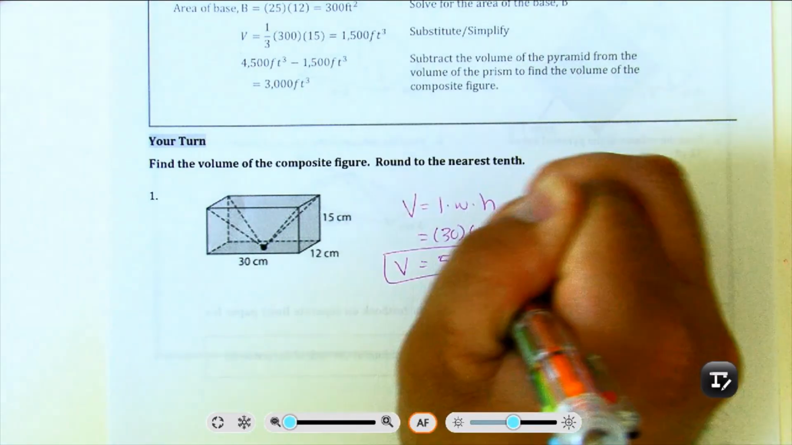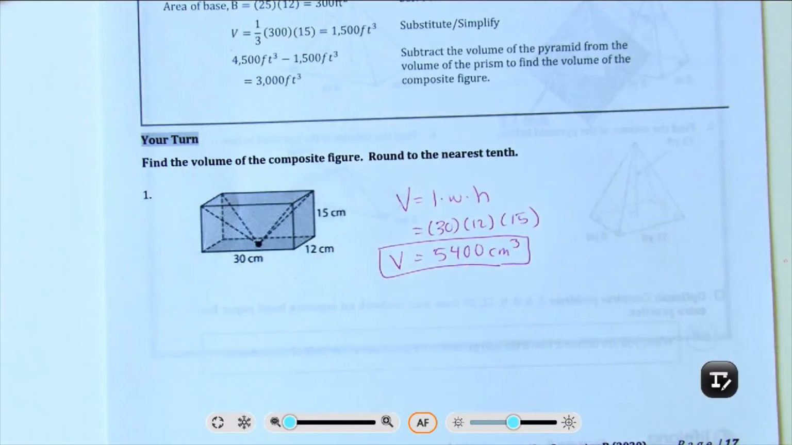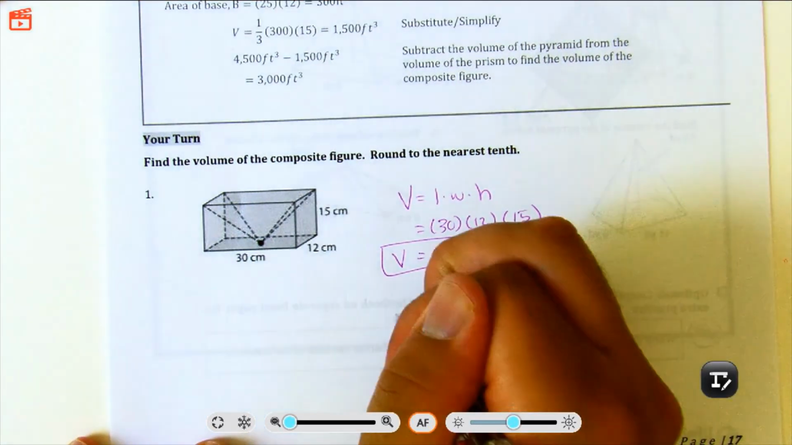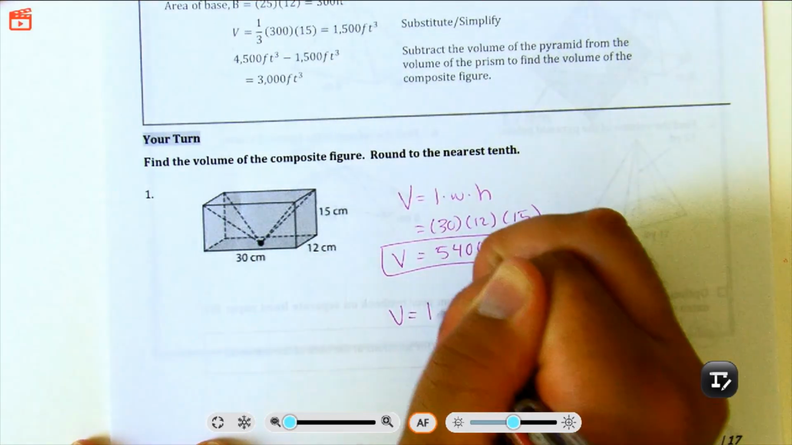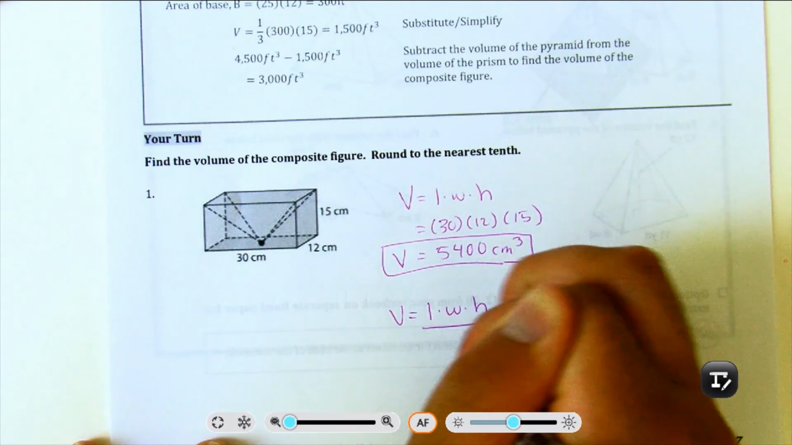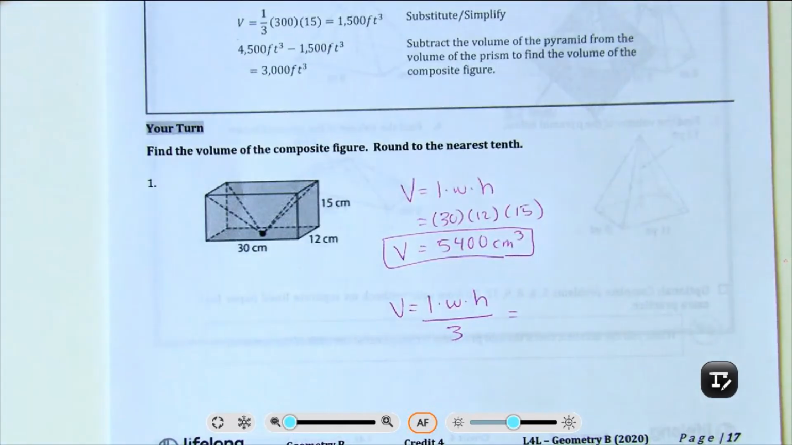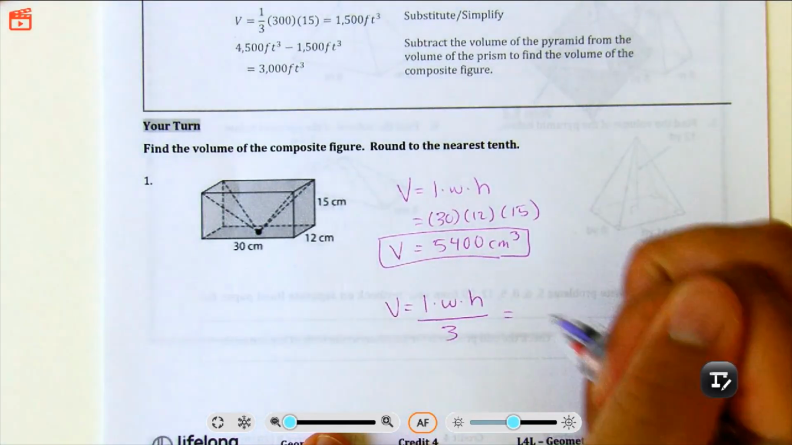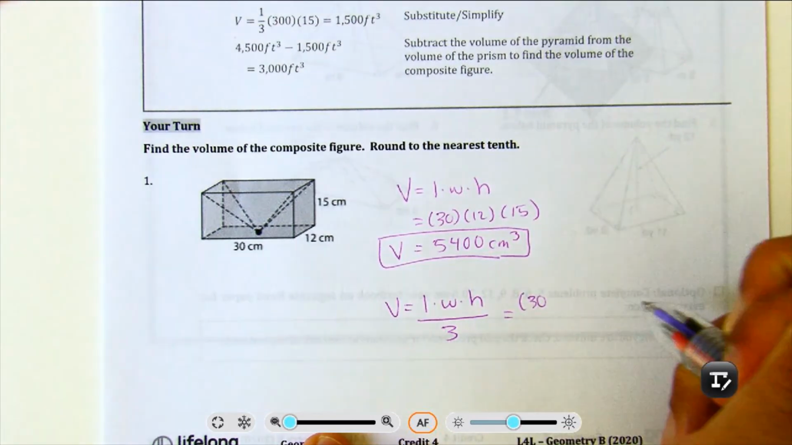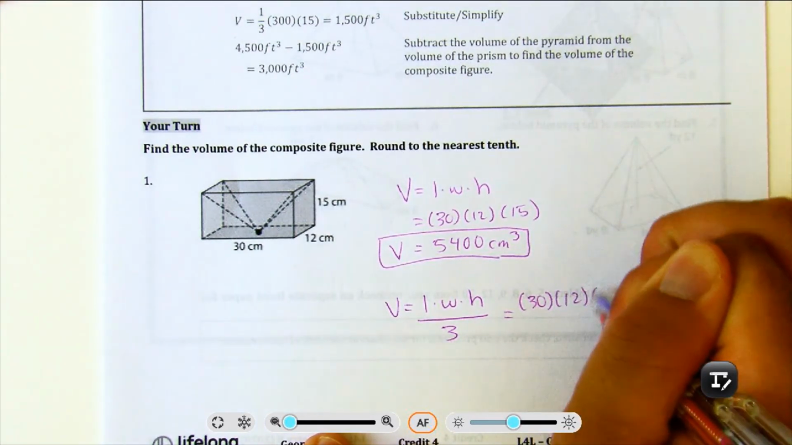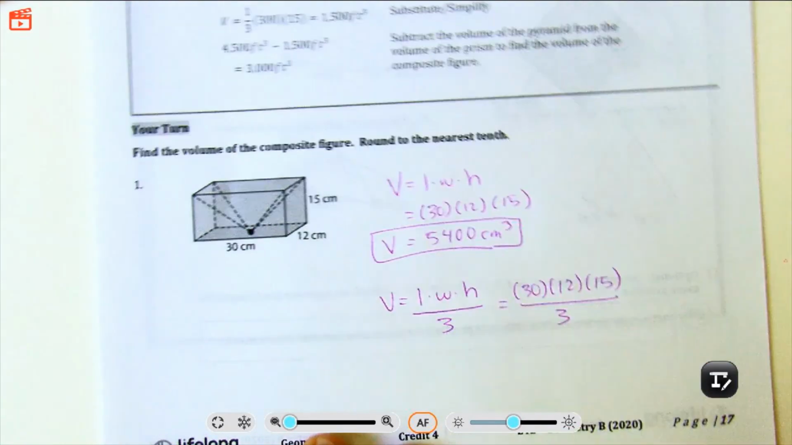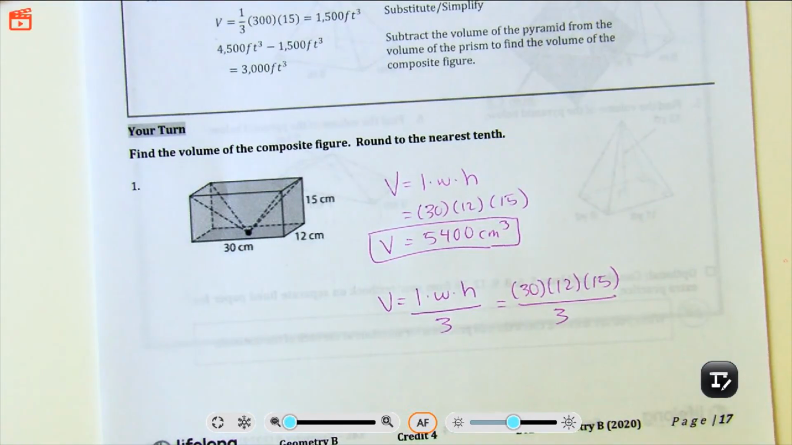Now to find the volume of the pyramid, we're going to have length times width times height divided by 3. So we're going to have 30 times 12 times 15 divided by 3. And that gives us 1,800 centimeters cubed.